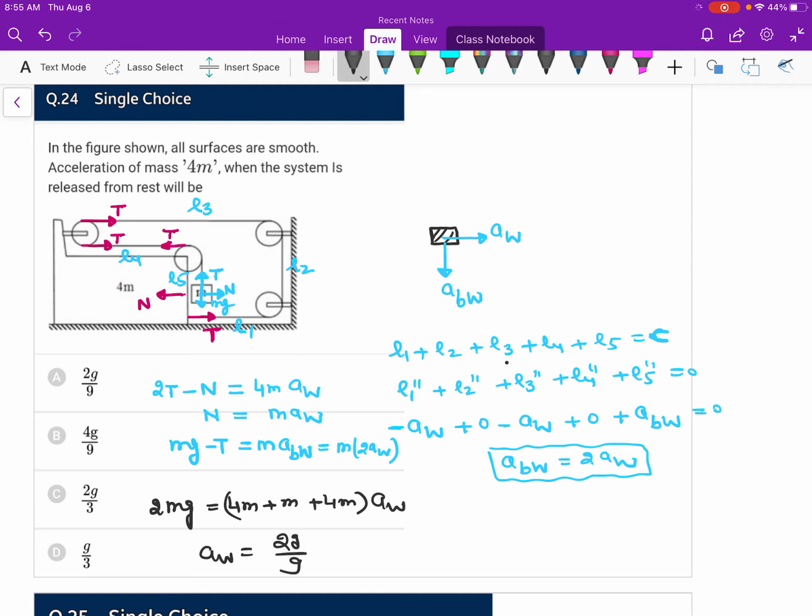So when the system is released, also the acceleration of mass 4m, so acceleration of mass 4m is 2g by 9. There is a mistake in the answer, it should be 2g by 9. Acceleration of block relative to wedge will be 4g by 9. So this way, I would advise you to practice this kind of problem.